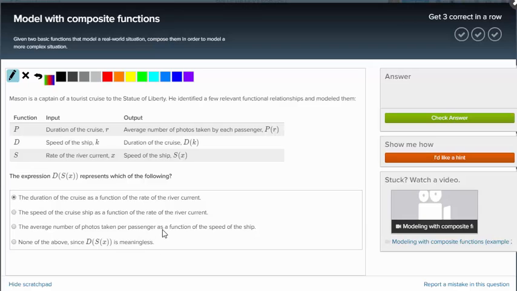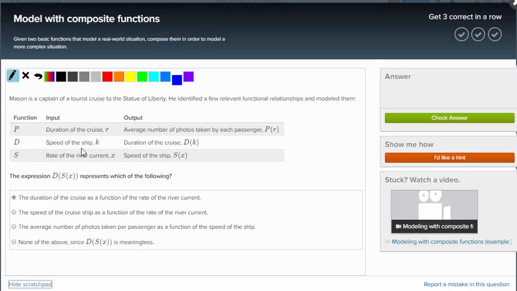All right, today we're going to model composite functions. Model with composite functions. Mason is the captain of a tourist cruise to the Statue of Liberty. He identified a few relevant functional relationships and modeled them. So his function P, the input was the duration of the cruise. The output was the average number of photos taken by each passenger.